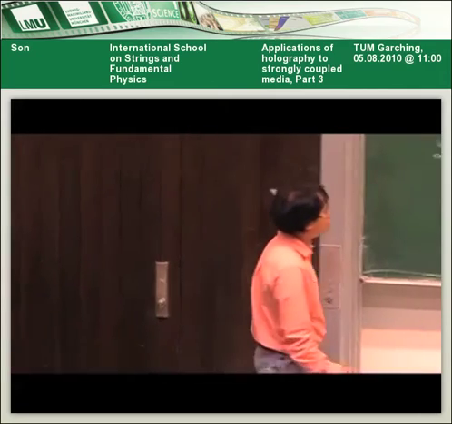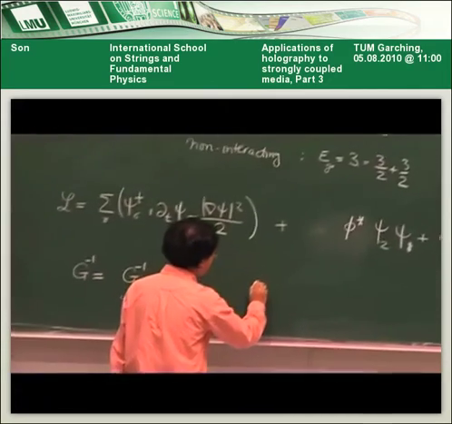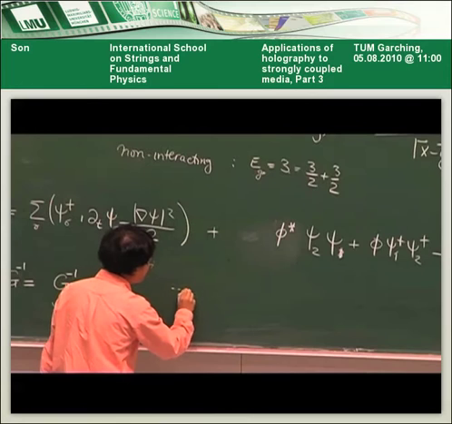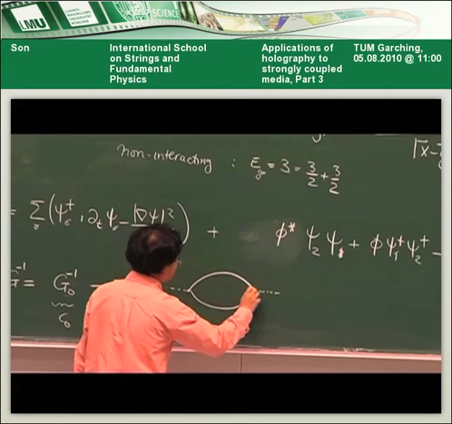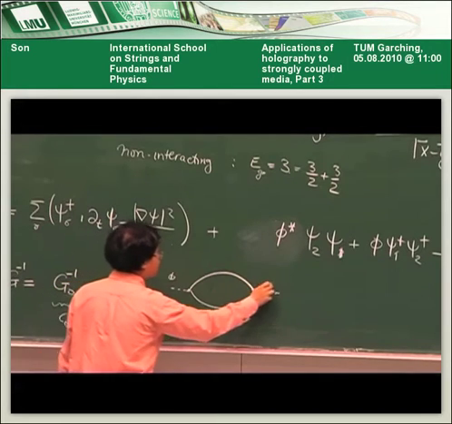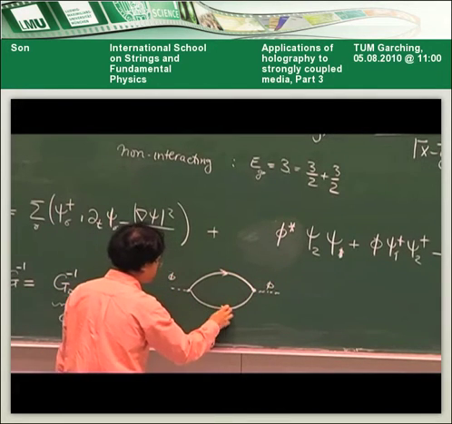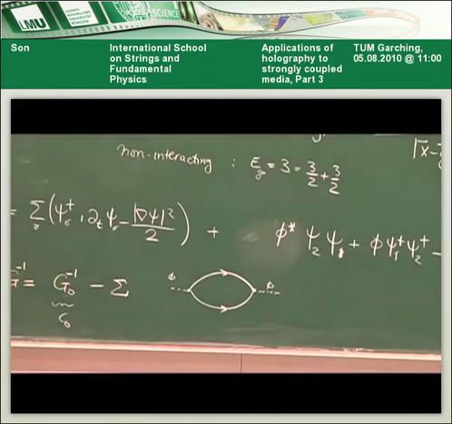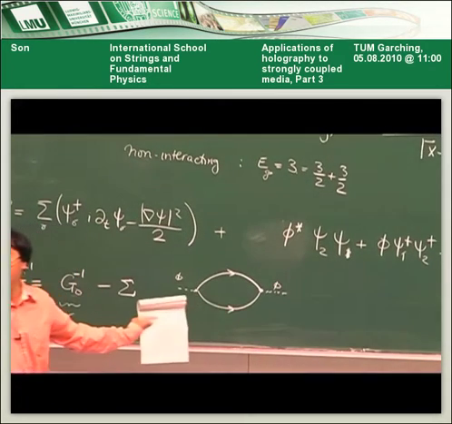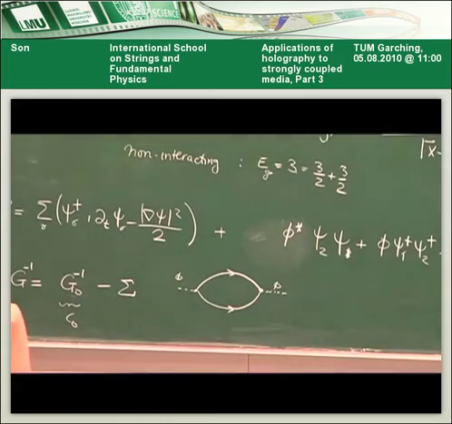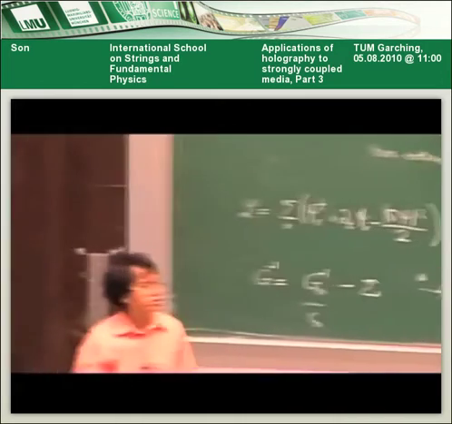So the first diagram you draw is the following. Phi comes in here, splits into two particles that move in the same direction, and then combines into a phi again. That is the simplest diagram that contributes to the self-energy.